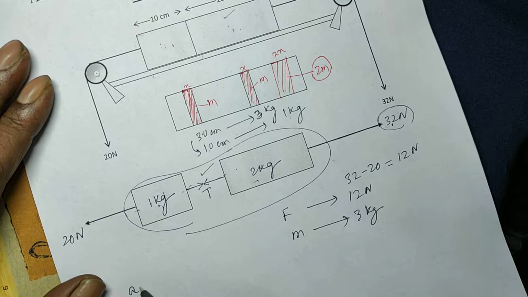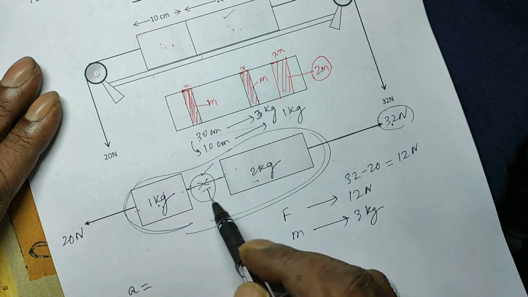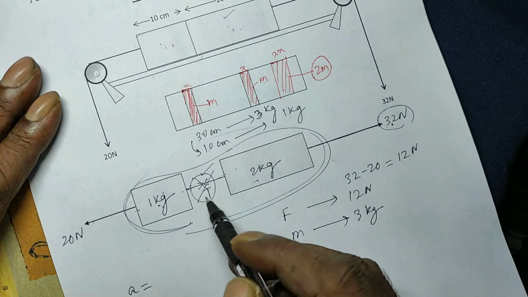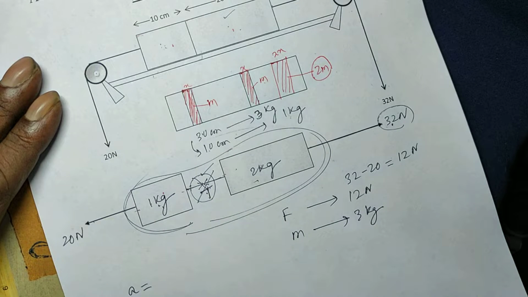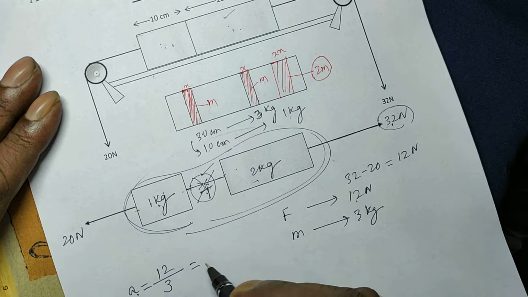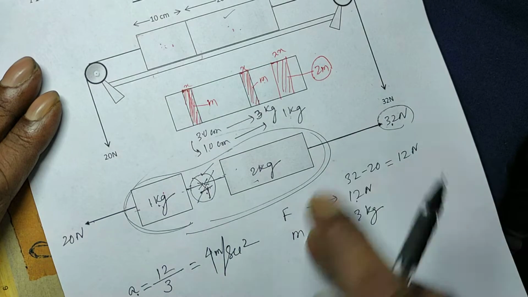So, considering this as the system, this is an internal force which I don't require to find the acceleration, but I am required to find this T. So your acceleration will be net force over net mass, that is equal to 4 meter per second square to this side.